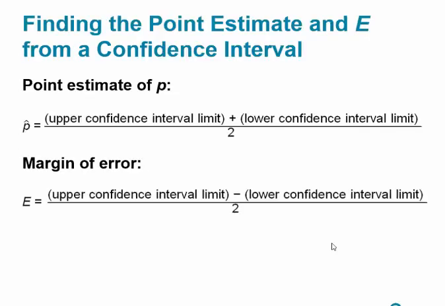Now, finding the point estimate and E from a confidence interval. The point estimate p hat is equal to the upper confidence interval limit plus the lower confidence interval limit, divided by 2. The margin of error is the upper confidence interval limit minus the lower confidence interval limit, divided by 2.